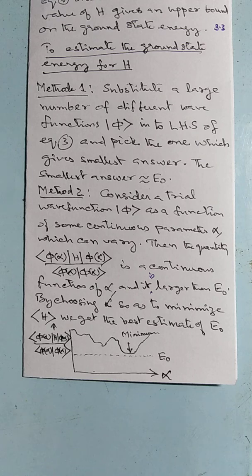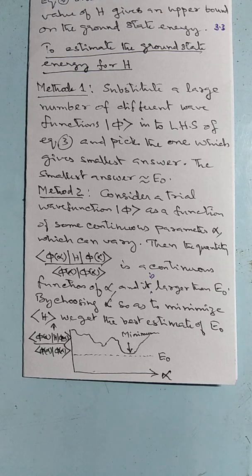Our next step is to estimate the ground state energy for H. One method is to substitute a large number of different wave functions |φ⟩ into the LHS of equation 3 and pick the one which gives the smallest answer. We know that the expectation value of H is greater than or equal to the ground state energy E0.